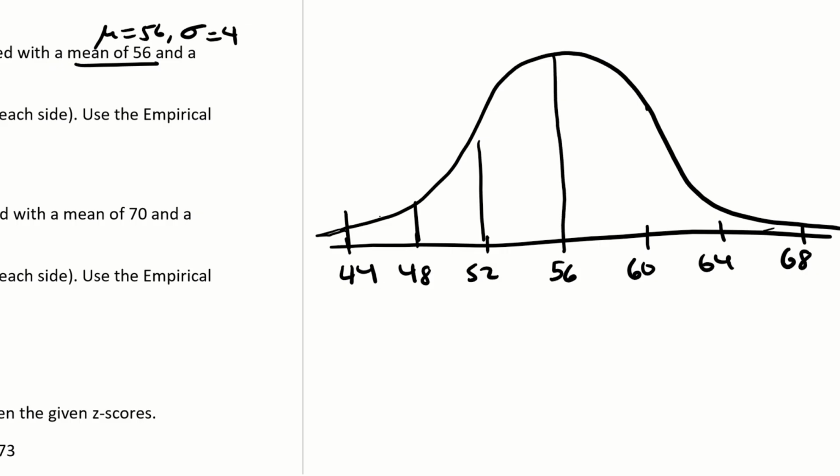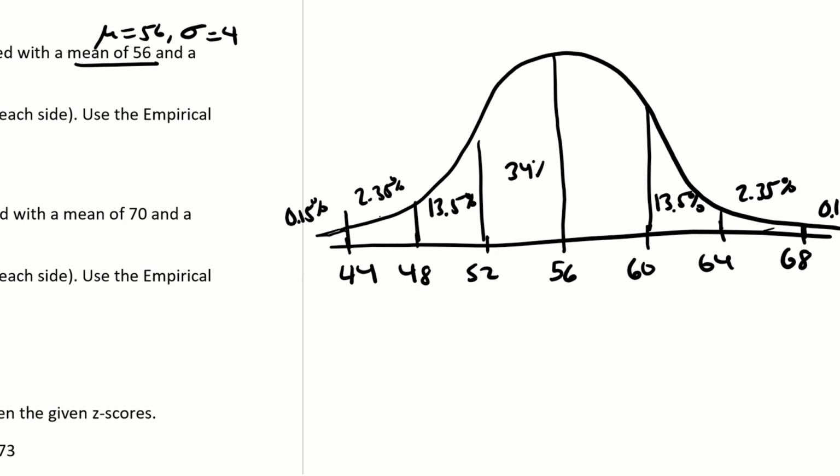Each of these things. So this part right here is 0.15%. This part right here is 0.15%. This part is 2.35%, 2.35%. We have 13.5% here. These numbers will always be the same for any bell curve, you'll see. 34% there, 34% there. So those are the numbers from the empirical rule. That takes care of part A.